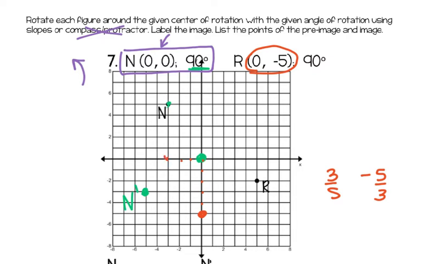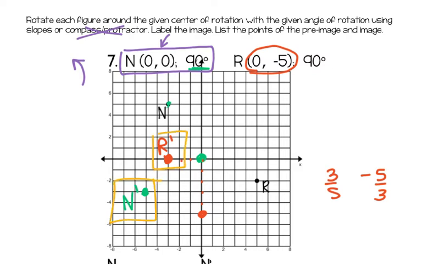And this is going to have a slope of negative 5/3. So if I look at that, those two lines right there are perpendicular. So this point is going to be my R prime. And that's what happens when it's rotated 90 degrees around the point (0, -5). So your answer to this question will be that one and that point.